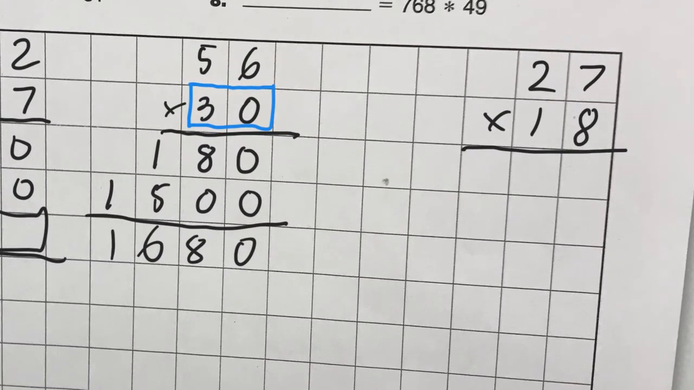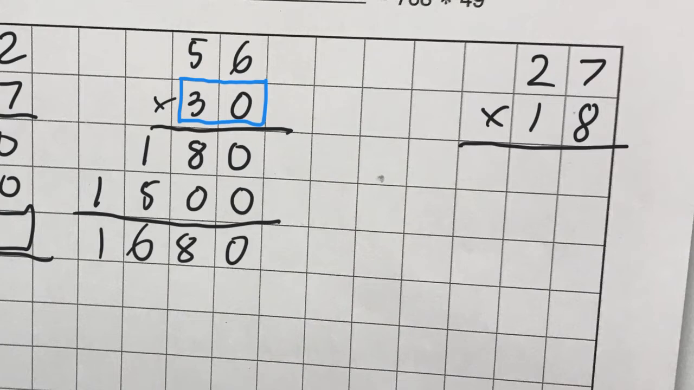And what I need to do is choose one of these numbers, 27 or 18, to break apart. It doesn't matter which one, but I could break 27 into 20 and 7, or I could break 18 into 10 and 8. So let's just do that. We'll break 18 into 10 and 8, and I'm going to start with 8. So I will go 8 times 7, and again the order doesn't matter that much, but 8 times 7 is 56. And then we have 8 times 20, which hopefully you know is 160.